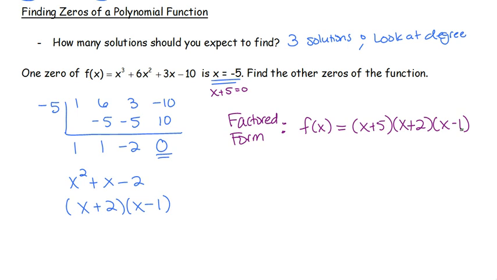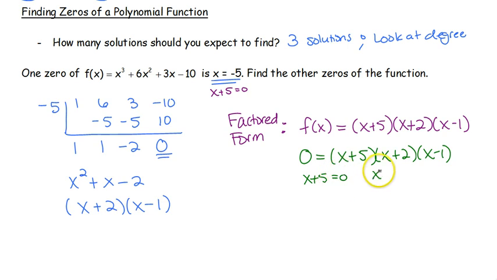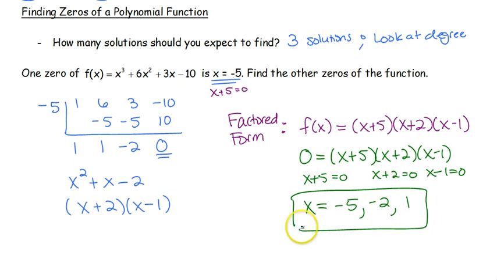But we wanted to take this one step further, and we wanted to solve. If we are solving, we use ZPP, and we set it equal to 0, just like we did with a quadratic, which means we have x plus 5 equal to 0, x plus 2 equal to 0, and x minus 1 equal to 0. So we've got 3 solutions here. One at -5, one at -2, and one at a positive 1.